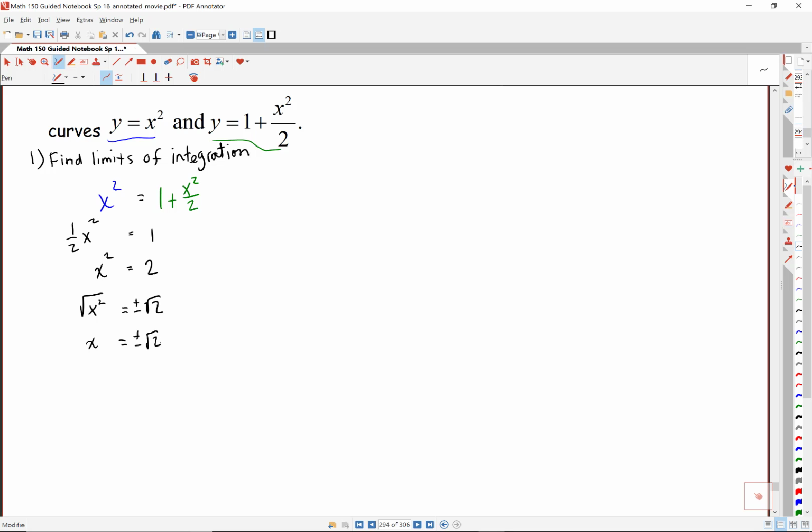Good so far? So now let's take a look at the picture of the graph. So number 2, we're going to sketch the graph within those limits.